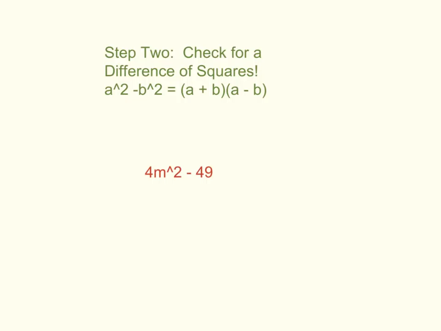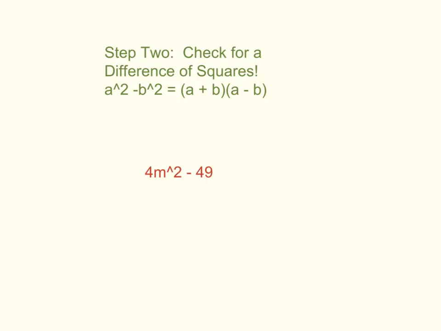Okay, so here's an example, 4m squared minus 49. Again, I didn't write the directions here, but usually you're just going to see factor. So always start with step 1. Is there a number that will go into 4m squared and into negative 49? In this particular case, the only answer there is 1, so that doesn't do us any good. So we'd move on to step 2, check for a difference of squares.